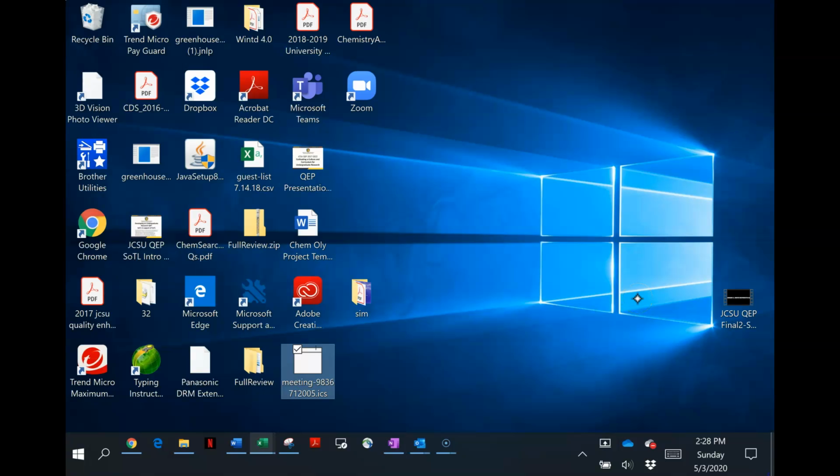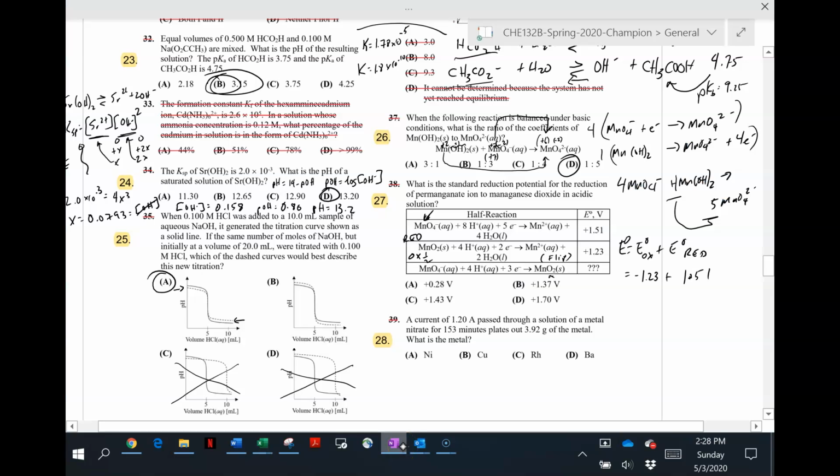So that is going to be something like 0.28, I'm going to say, which is that answer right there.